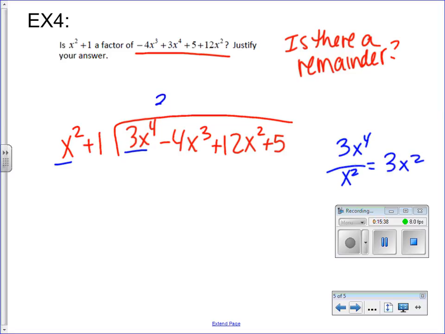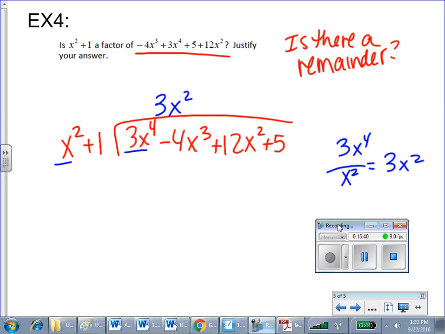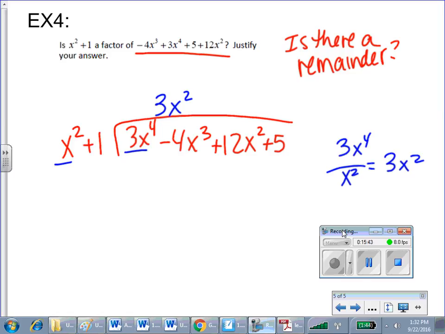So I write that up like 3x squared, not necessarily lining that up with anything on the top. Now I'm going to multiply this back to the binomial outside. 3x squared times x squared is 3x to the 4th. 3x squared times 1 is 3x squared, right?